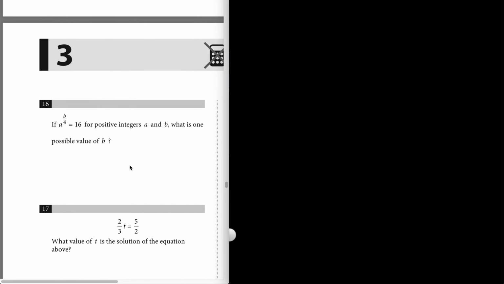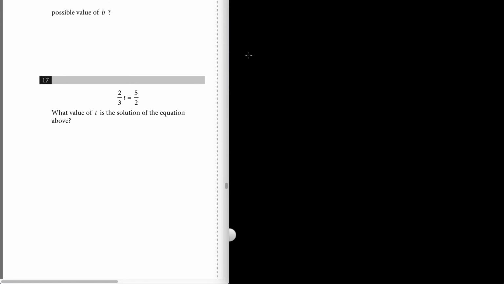All right, number 17. Okay, so this one seems actually weirdly easy, so let's be careful. We have 2/3 of t is equal to 5/2. What is the one value of t that works? Oh, actually, sorry. What value of t is a solution to the equation above? Yeah, because there's only one value. Okay, so yeah, I don't think there's much to this.